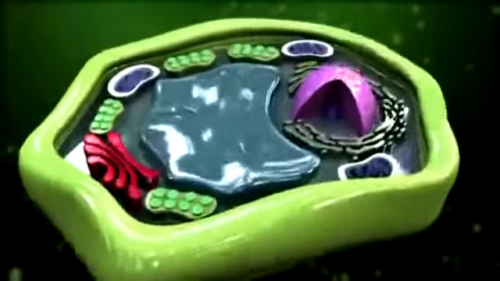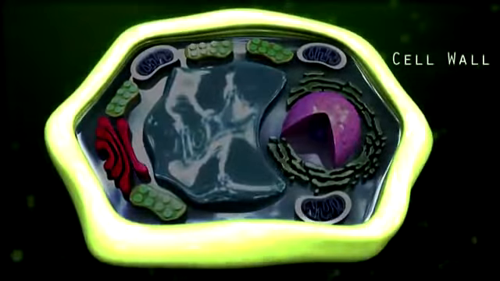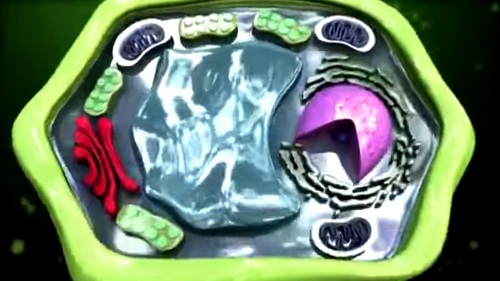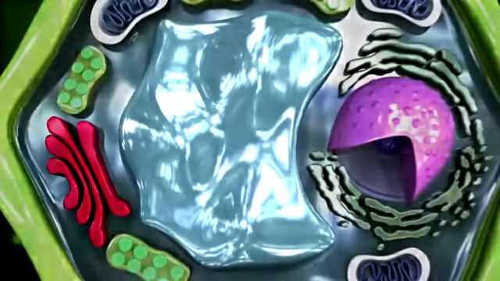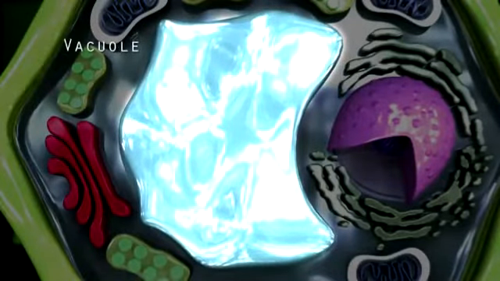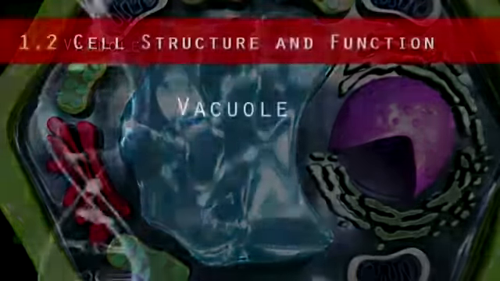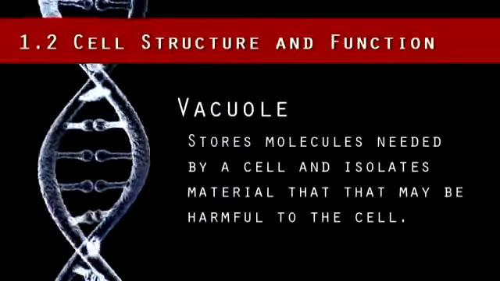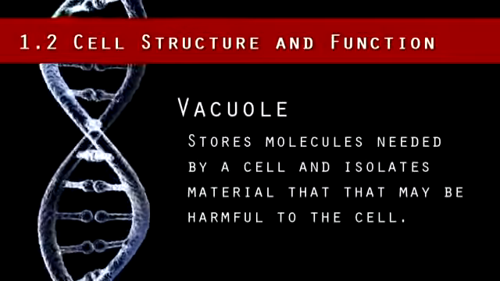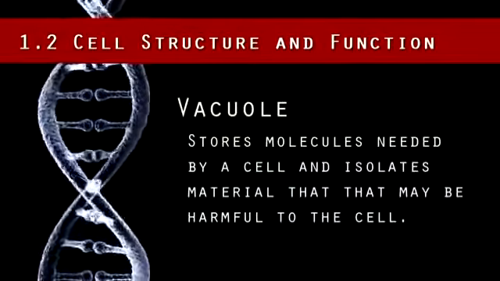First, plant cells have a cell wall surrounding the plasma cell membrane. Animal cells just have a cell membrane. Secondly, there is often just one large central vacuole found in plant cells, whereas animal cells have a few small ones. The vacuole stores molecules needed by a cell and also isolates material that may be harmful to the cell.